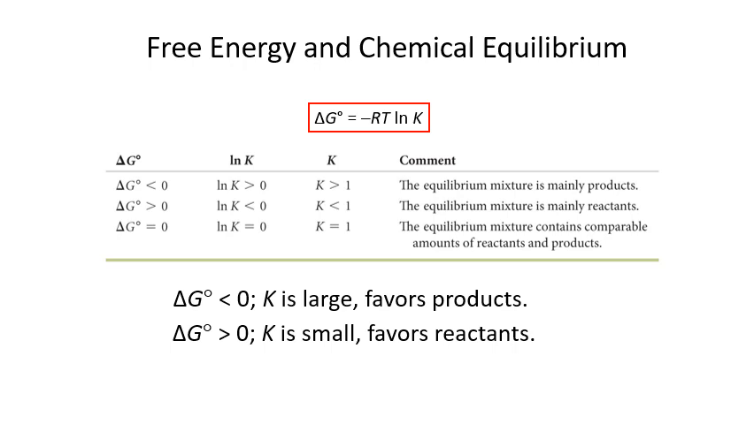Please memorize this relationship between free energy and the equilibrium constant. When delta G is less than 0, K is large, therefore the reaction favors products. If delta G is larger than 0, K is small, therefore the reaction favors reactants.